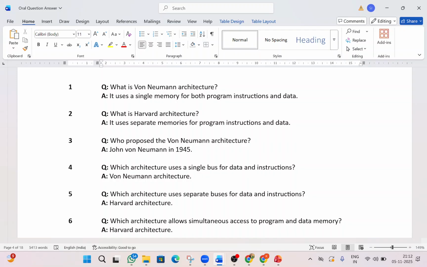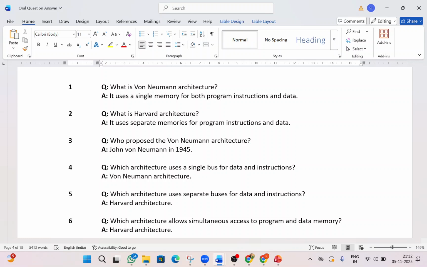Question number 2, what is Harvard architecture? Harvard architecture uses separate memory for the program and separate memory for the data. So it allows the CPU to fetch both instructions and data at the same time, which increases the speed. That is Harvard architecture.